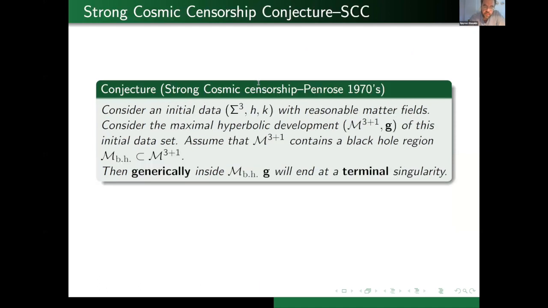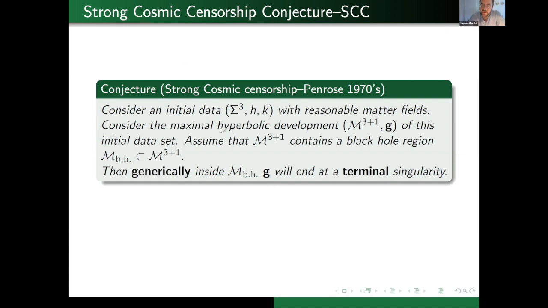Sure. Okay, let's go back to the black hole picture. So we've given examples which are quite different. What one observes actually changes a lot, right? So one is guided by a conjecture, not a result, not a theorem, but a conjecture, and that's due to Penrose in the 1970s. A formulation is that generically, if you consider initial data with reasonable matter fields and look at their maximal hyperbolic development, if there is a black hole forming, then in the interior of the black hole, generically, the metric will end at a terminal singularity.